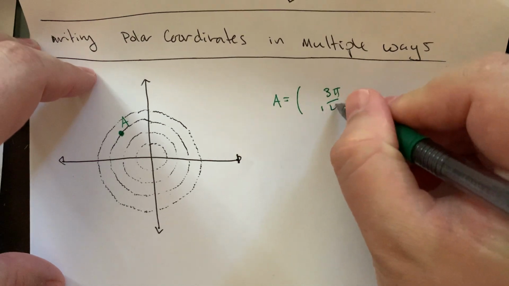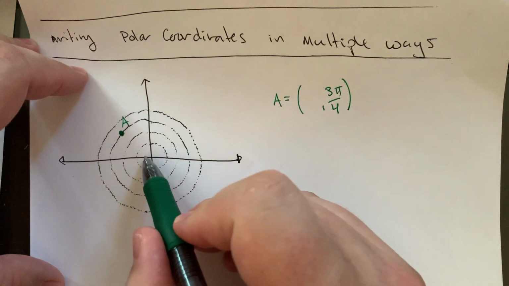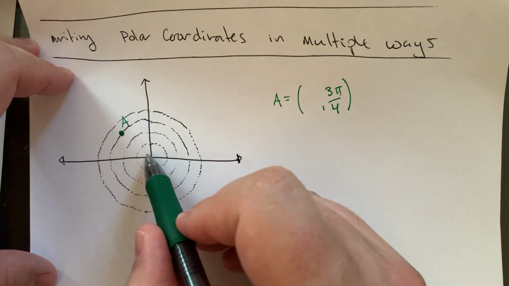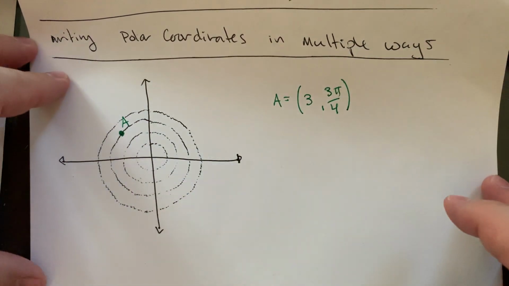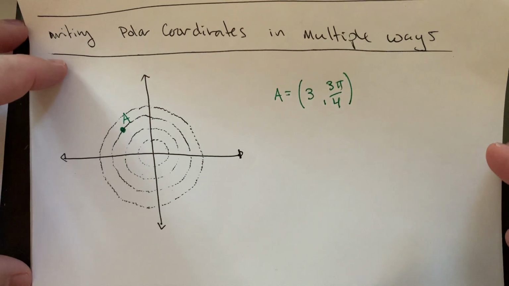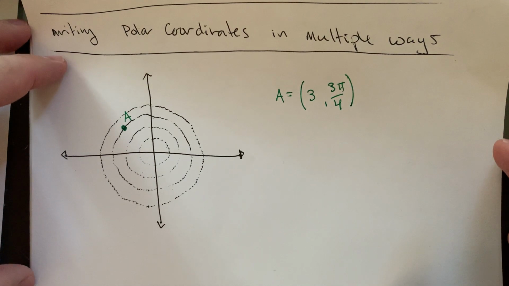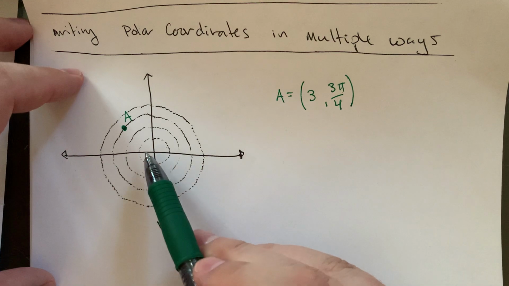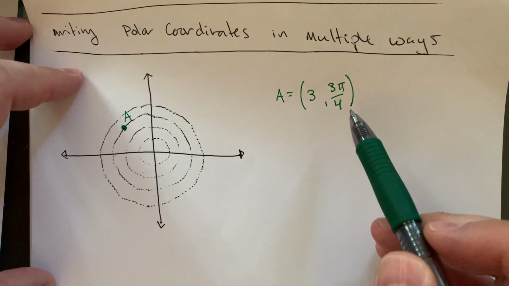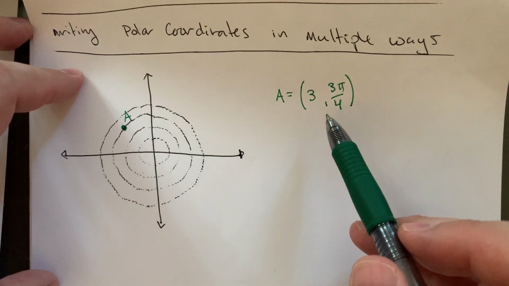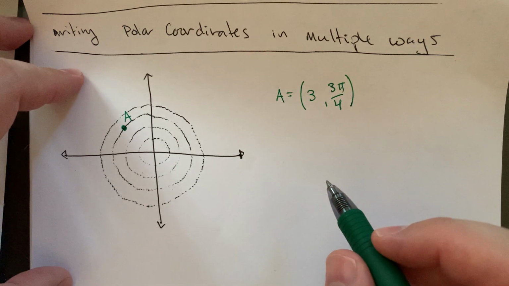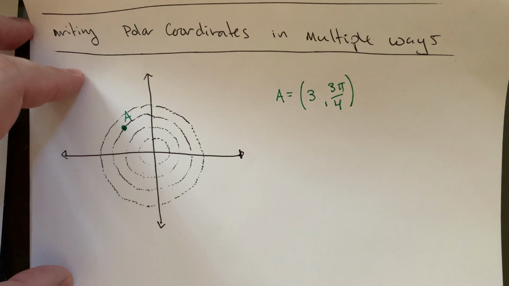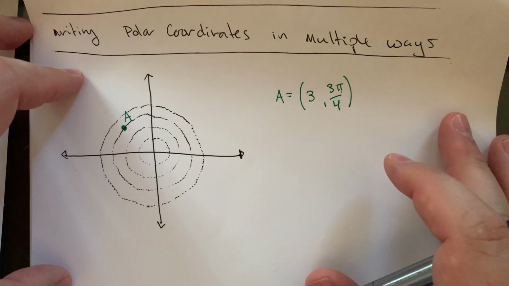And then if we look to see our radius, how many notches out did we go? 1, 2, 3. Looks like the radius here is 3. So the most obvious and maybe natural way to define that point would be to say, okay, this is +3 on the radius, and the angle is 3π/4. Not a big deal, right? We can get there no problem. So let's talk through a couple different variations.